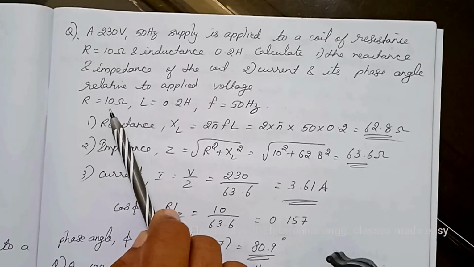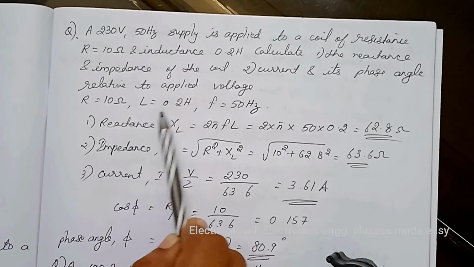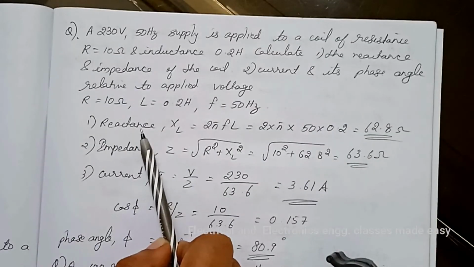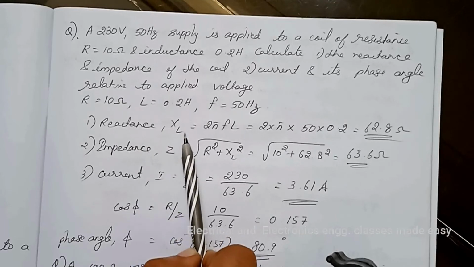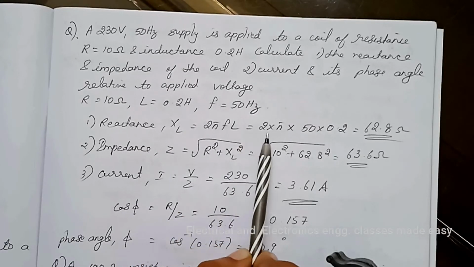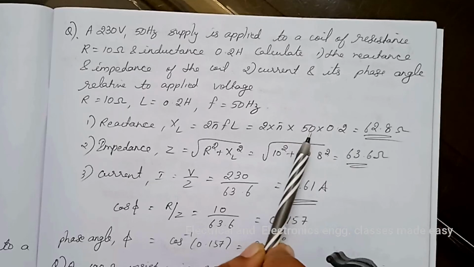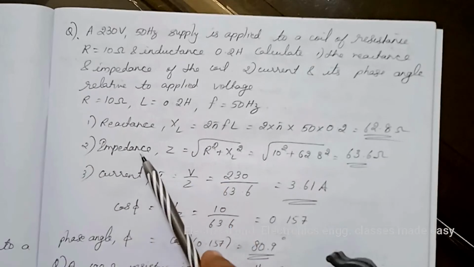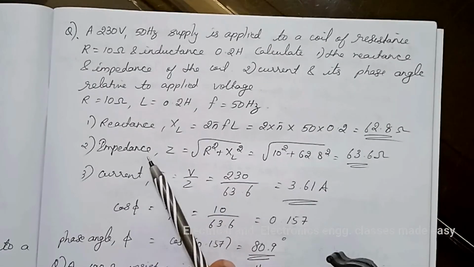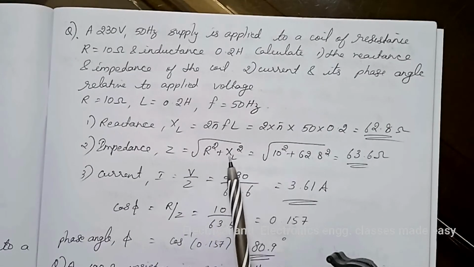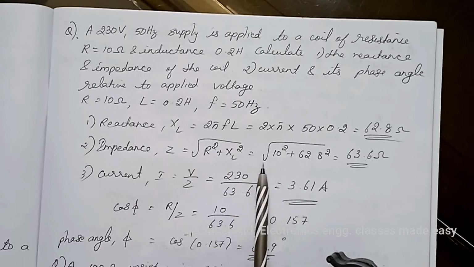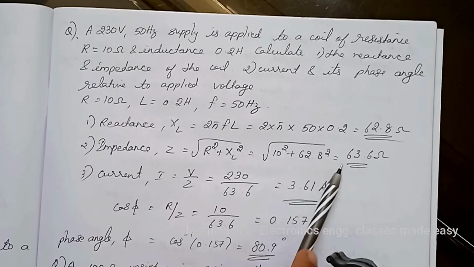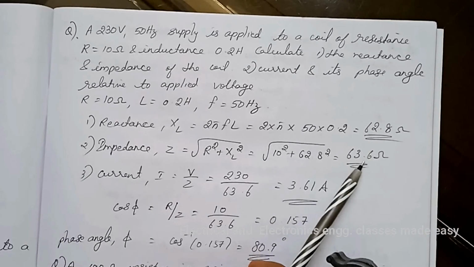The given data are resistance equal to 10 ohm, inductance 0.2 Henry, frequency 50 Hz. From that we can find reactance XL equal to 2 pi f L, that is 2 into 3.14 into 50 into 0.2, which is equal to 62.8 ohm. And from that we get the impedance, that is Z is equal to square root of R square plus XL square, which is square root of 10 square plus 62.8 square, equal to 63.6 ohm.